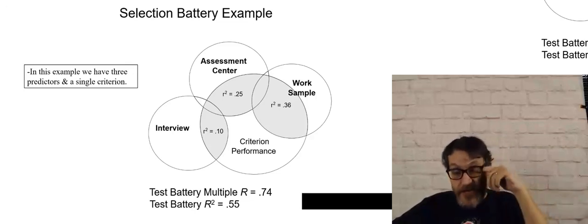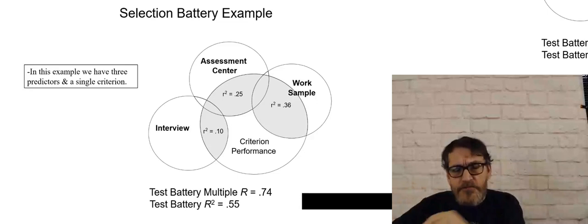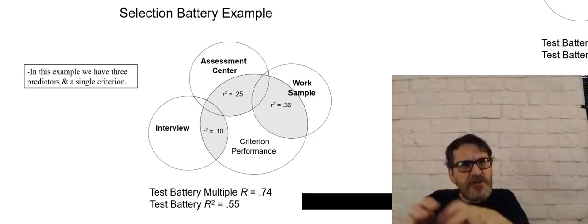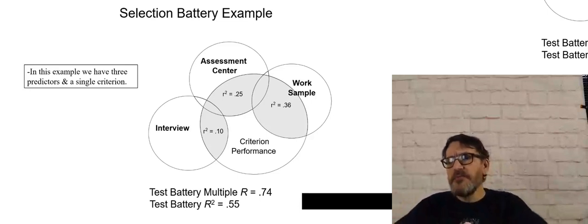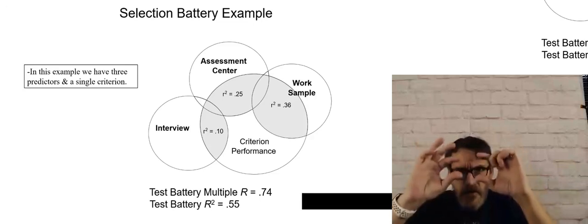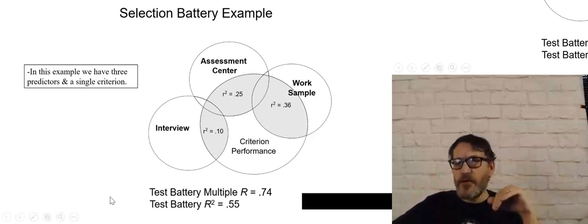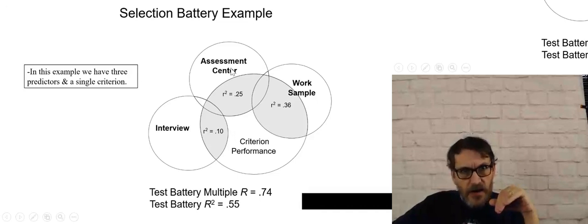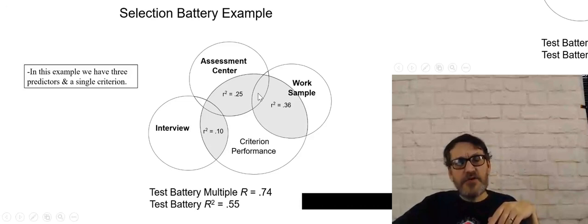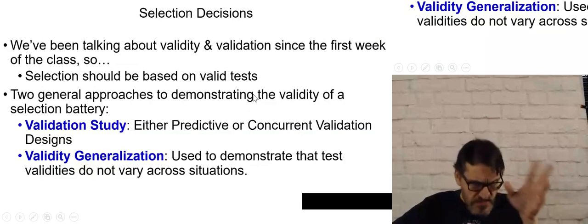But you can see that if I add more and more, there's going to be more and more overlap. And so as I continue to add more, the prediction that they add becomes smaller and smaller. So clearly, in a good selection battery, you want to maximize R squared, you want to minimize overlap, and obviously you want to minimize time and cost. We'll talk about those in the next video.